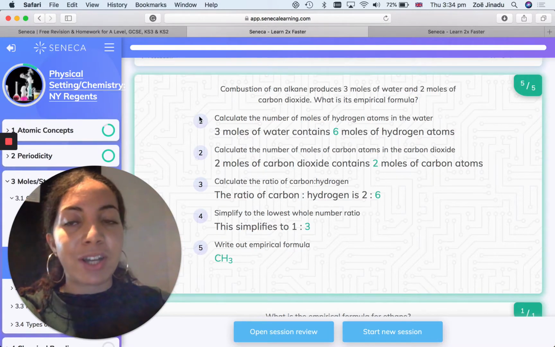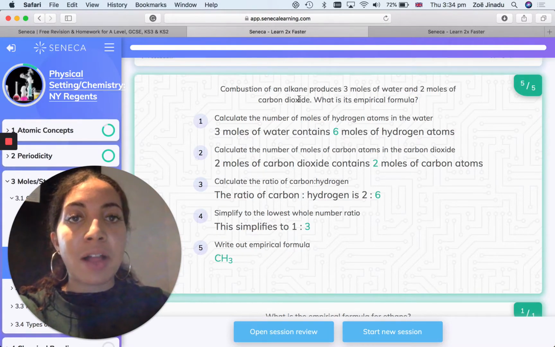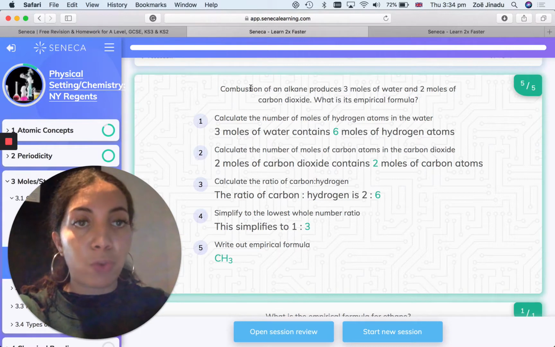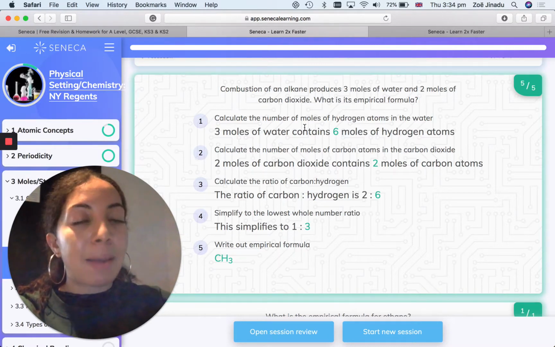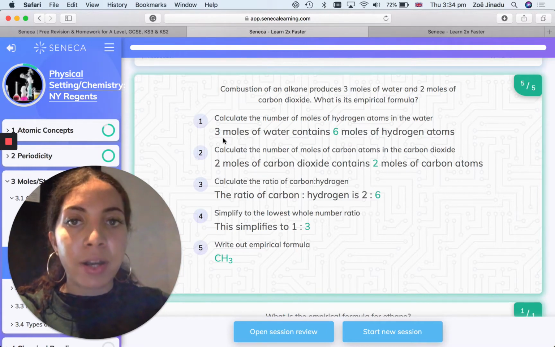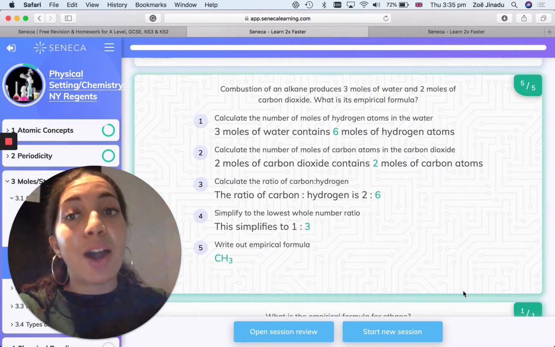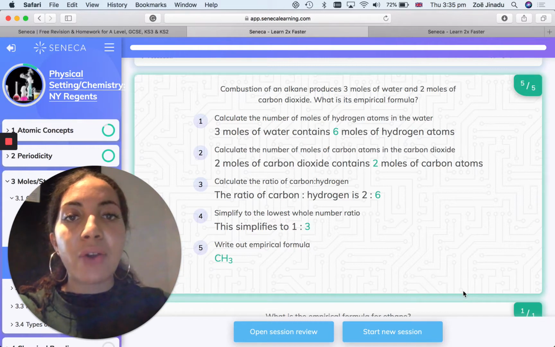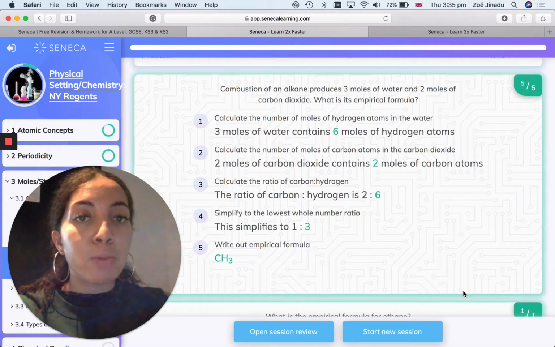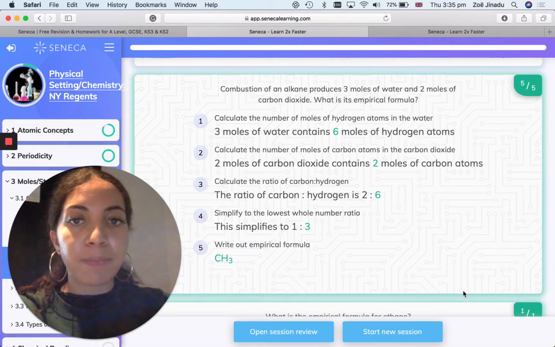So, let's have a look at an example. Combustion of an alkane produces 3 moles of water and 2 moles of carbon dioxide. What is its empirical formula? So, step 1, calculate the number of moles of hydrogen atoms in the water. 3 moles of water contains 6 moles of hydrogen atoms. Then calculate the number of moles of carbon atoms in the carbon dioxide. 2 moles of carbon dioxide contains 2 moles of carbon atoms.